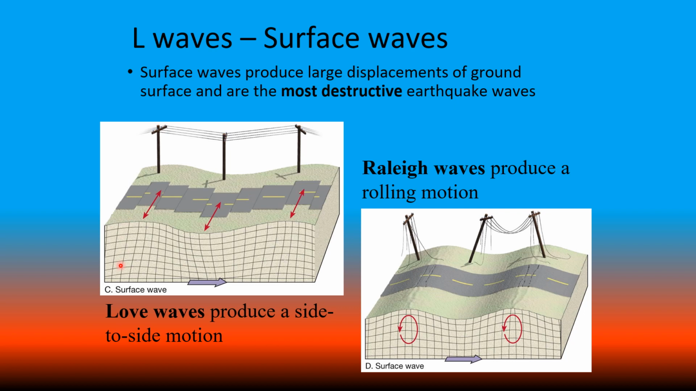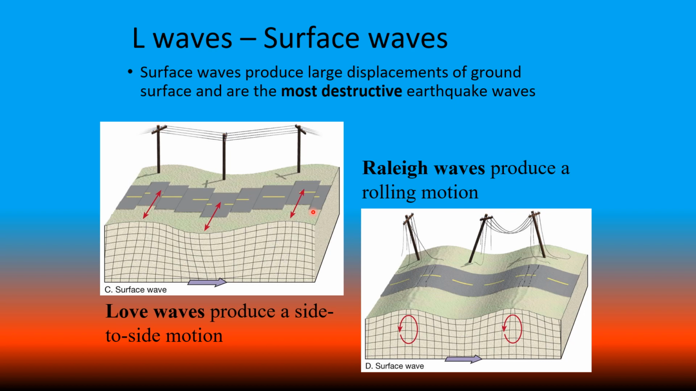L waves tend to move side to side. And when they do, we call them Love waves. And that's where literally the ground is shaking side to side, back and forth. And you can see down here, it's not really a side to side motion. It's some kind of other complex motion, but on the surface, it looks like just side to side motion, and it can offset streets like this. This is a cartoon, but this really happens. Sometimes you can see it happening in real life.